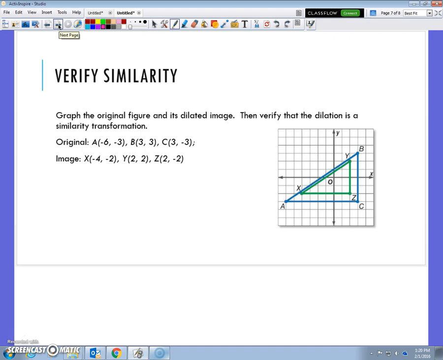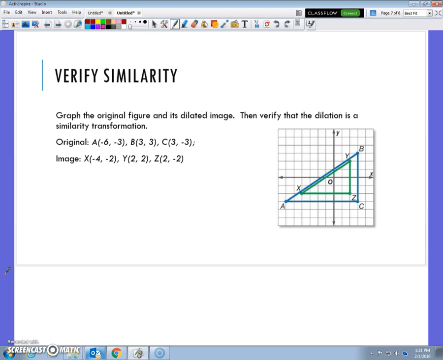So let's take a look here. What we're going to do is verify that these two triangles are similar. Okay, it doesn't promise us they're similar. We need to know that they're similar though. Our specific instructions say graph the original figure and its dilated image. Okay, that's been done over here on the side. And it says verify that the dilation is a similarity transformation. All right. Now these can get a little lengthy because they're not always lined up perfectly with the coordinates that we know are 90-degree angles, but in this case for the triangles they are, so that's good.